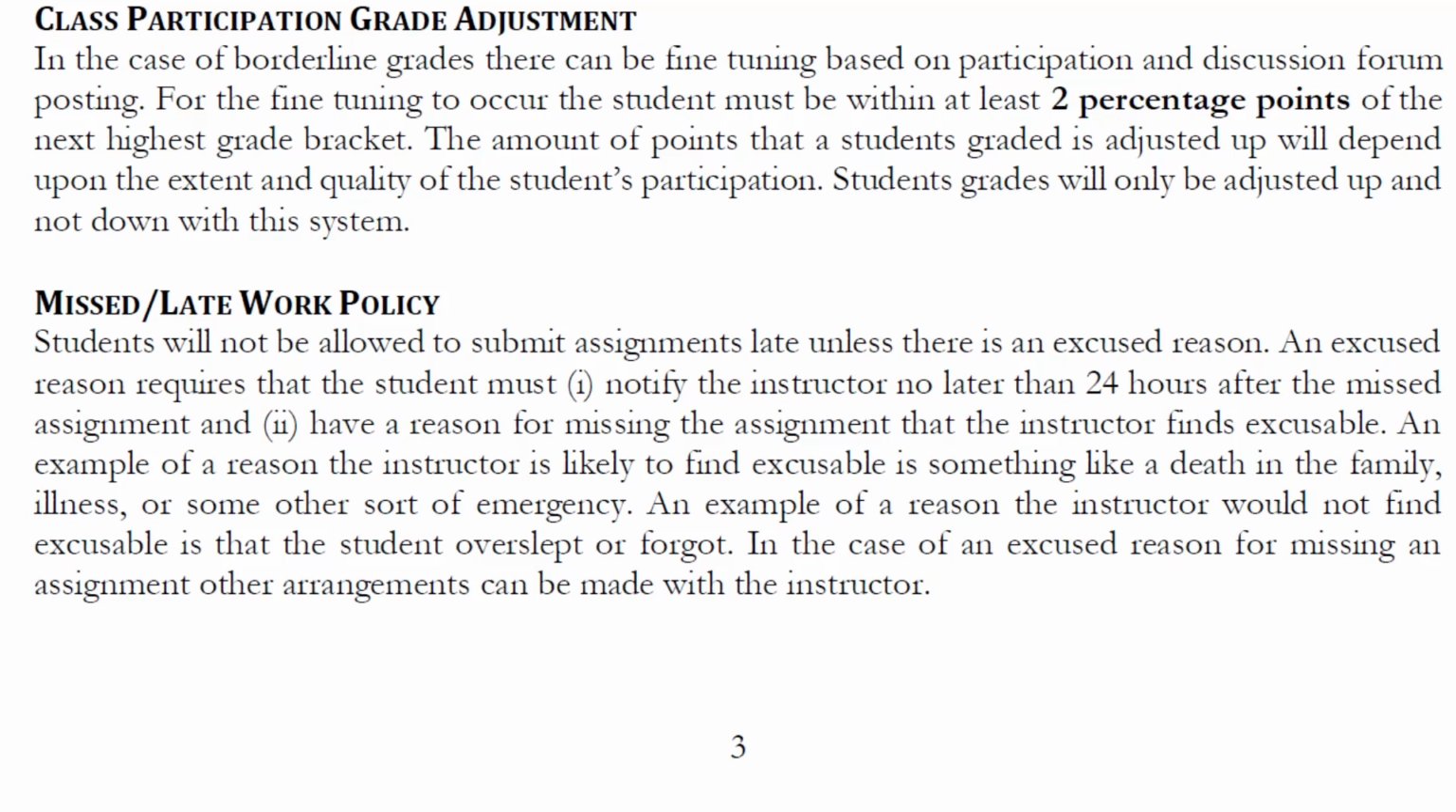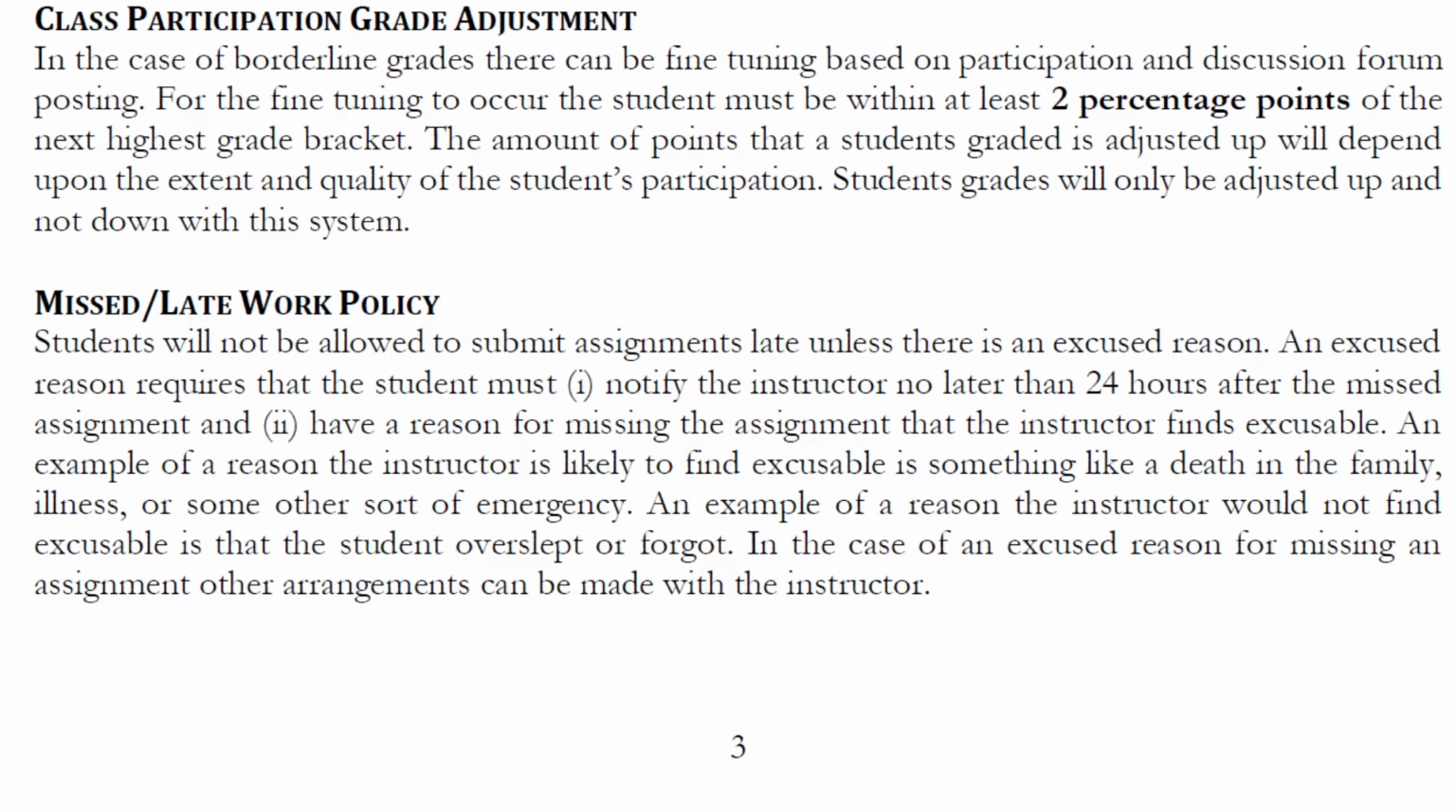In order for some reason to qualify as an excused reason, the following two conditions must be met. First, the student must notify the instructor no later than 24 hours after the deadline of the missed assignment has passed. So, for example, suppose you missed the Friday night deadline for one of the exams. In order to meet this condition, you would have to inform me via email that you missed the assignment no later than by the end of the day on Saturday.